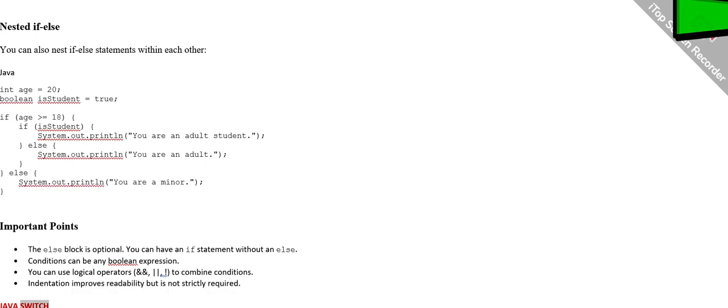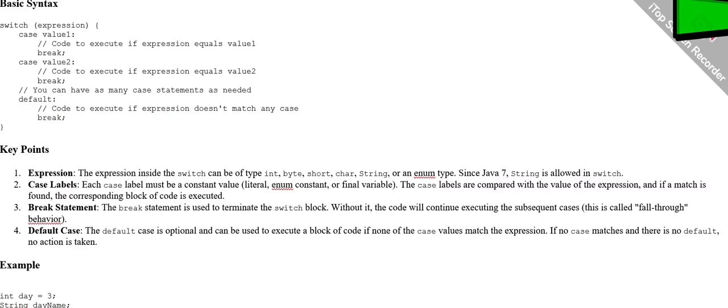Java switch. The switch statement in Java is a control flow statement that allows you to execute one out of multiple code blocks based on the value of an expression. It's similar to using multiple if-else statements but is generally more readable and can be more efficient when you have many conditions to check.